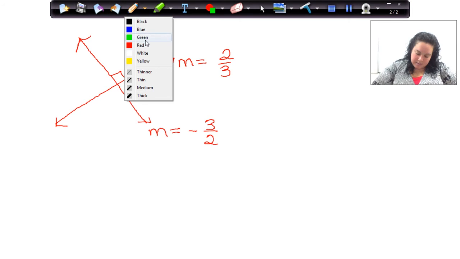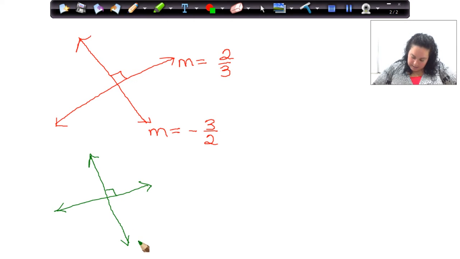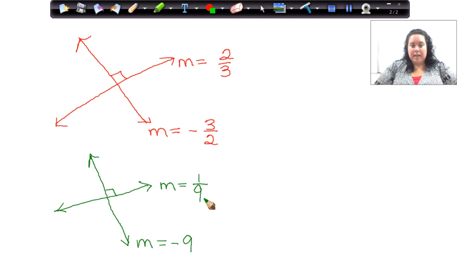So if we had maybe something that was like this, and a perpendicular line, and let's say that this one has slope of -9, and they're perpendicular, so this one has to have the opposite, which this one was negative, so this one's going to be positive, and it's going to be the reciprocal of 9, so positive 1/9. So flip it upside down and make it negative.